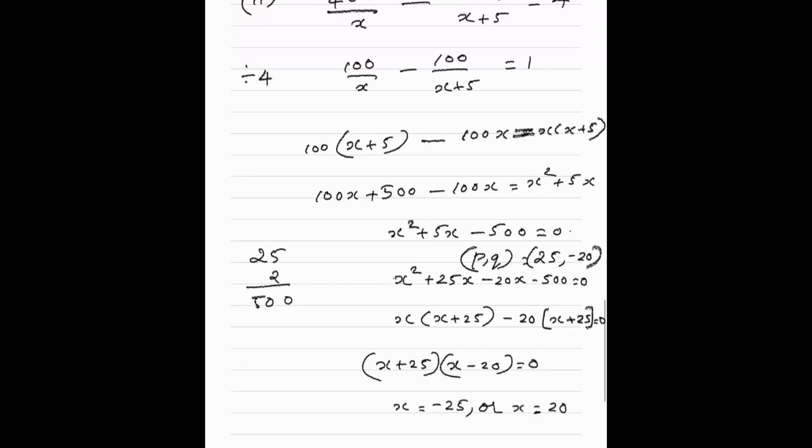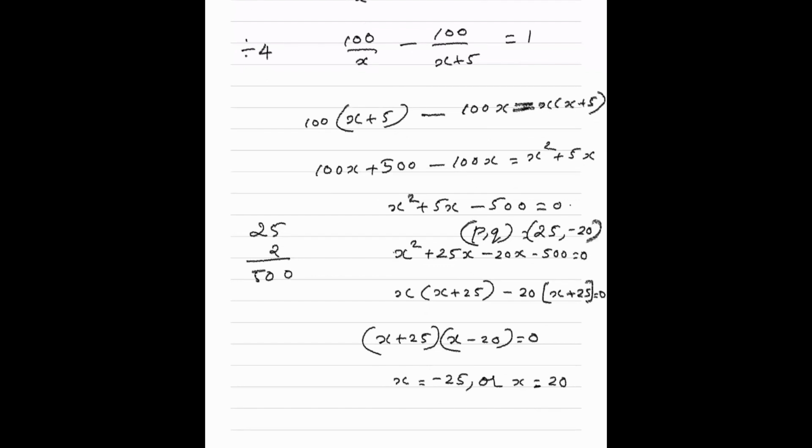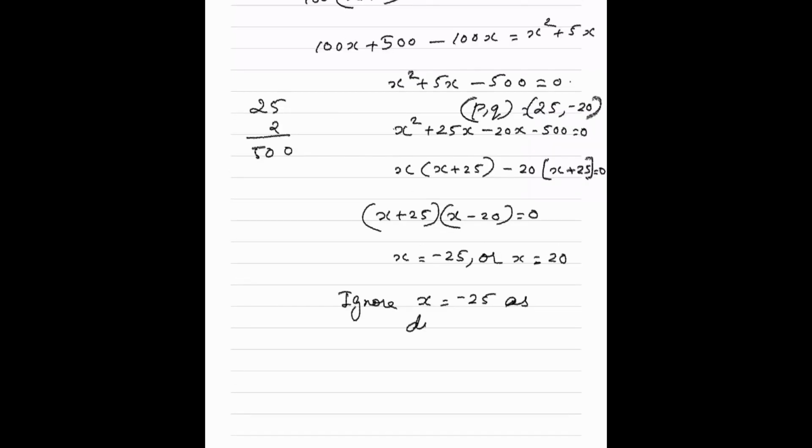So you cannot consider negative values, okay? You have to consider only positive values. So why? Because distance cannot be negative. So ignore x equal to negative 25, as distance cannot be negative. So x is equal to 20 means what is going to be the number of liters?